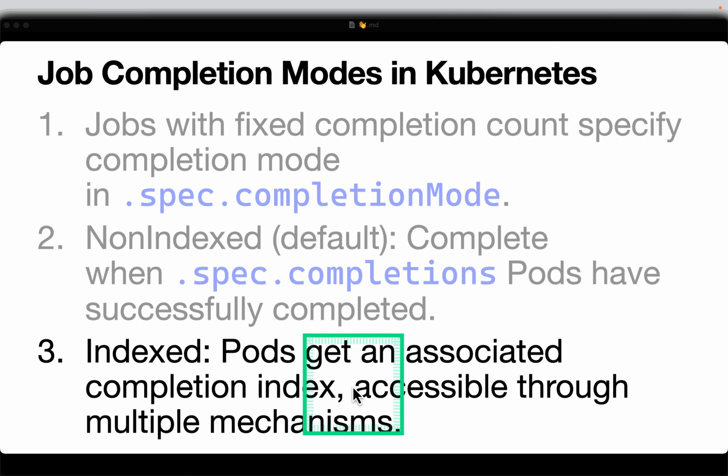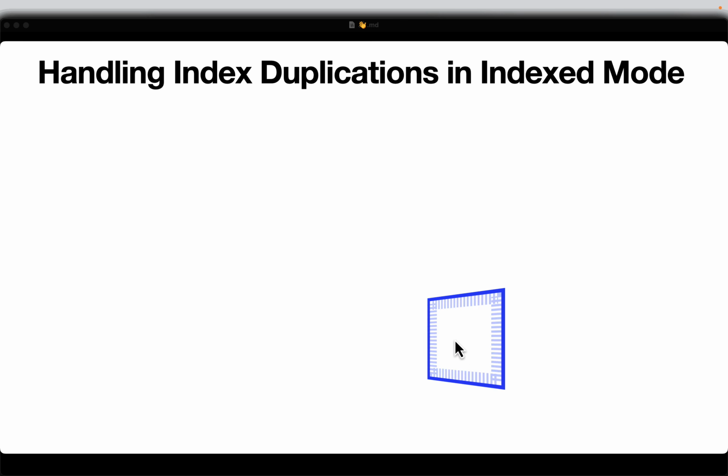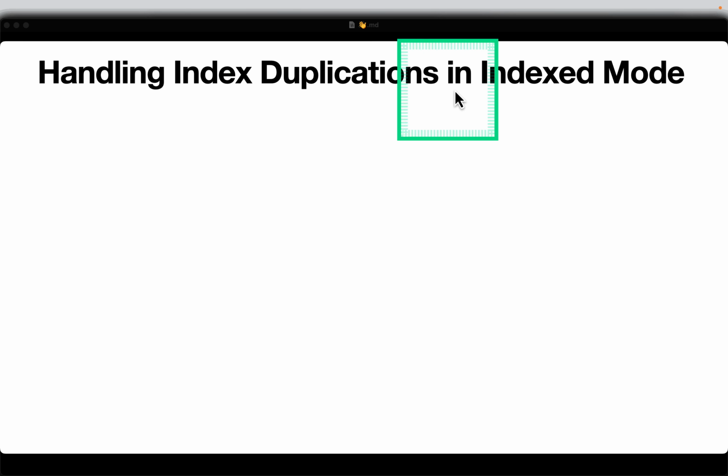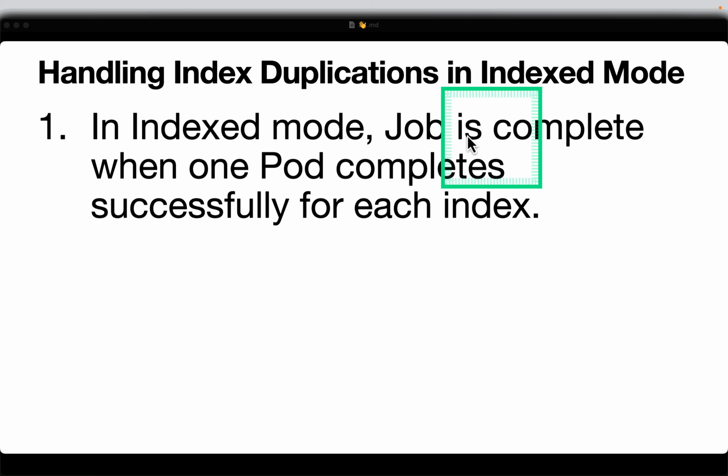And this index can be accessed through various means. Those means are the pod annotation, as part of the pod hostname, or from the environment variable. There is a variable called JOB_COMPLETION_INDEX within the containerized task. Okay, handling index duplications in Indexed mode. So we are just continuing from Indexed mode. How to handle duplications in Indexed mode?